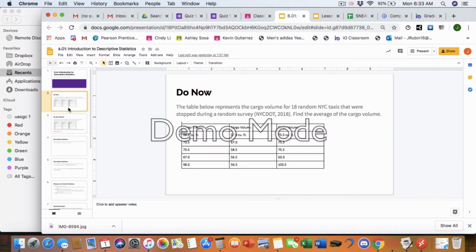So for your do now today, you have a table below that shows 18 random cargo volumes for NYC taxis. I want you to find the average of that cargo volume. So come back when you're done and we'll review.